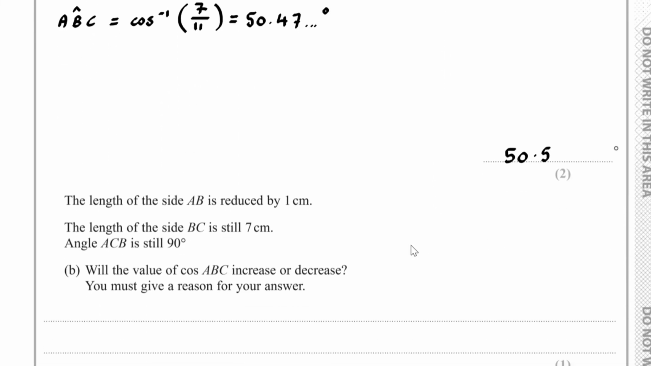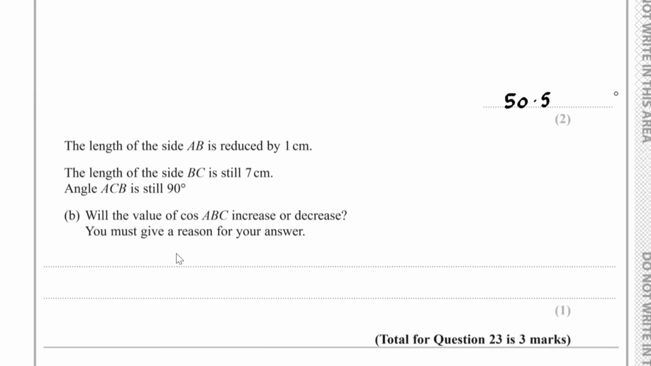Now for part B, the length of the side AB is reduced by 1 centimetre and the length of the side BC is still 7 centimetres. The angle ABC is still 90 degrees. Will the value of cos ABC increase or decrease? You must give a reason for your answer.